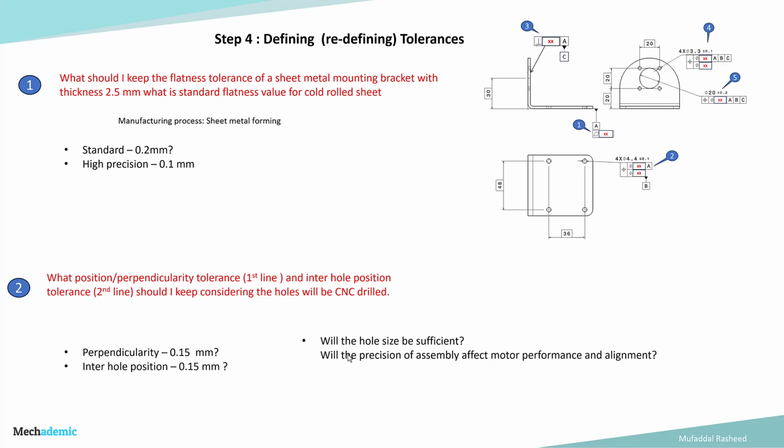But if certain aspects, for example this value of 0.15 of perpendicularity or inter-hole position, is not sufficient, and it is causing issues in assembly or in terms of location, or in terms of functional performance of the system, then that has to be refined locally. So that is generally the process of defining and redefining tolerances in a GD&T scheme. I hope this gives you an overview of how GD&T schemes are prepared and how it is an ongoing process to refine these GD&T schemes.